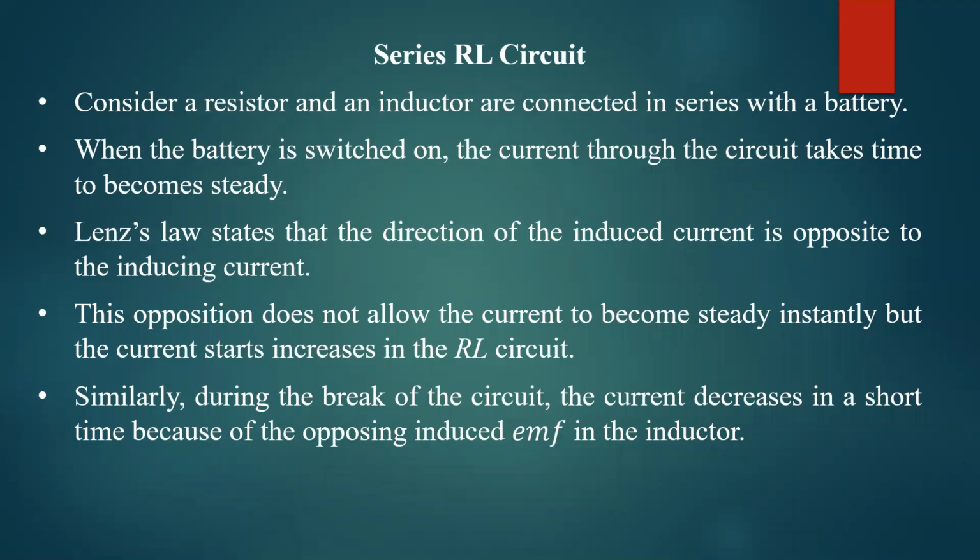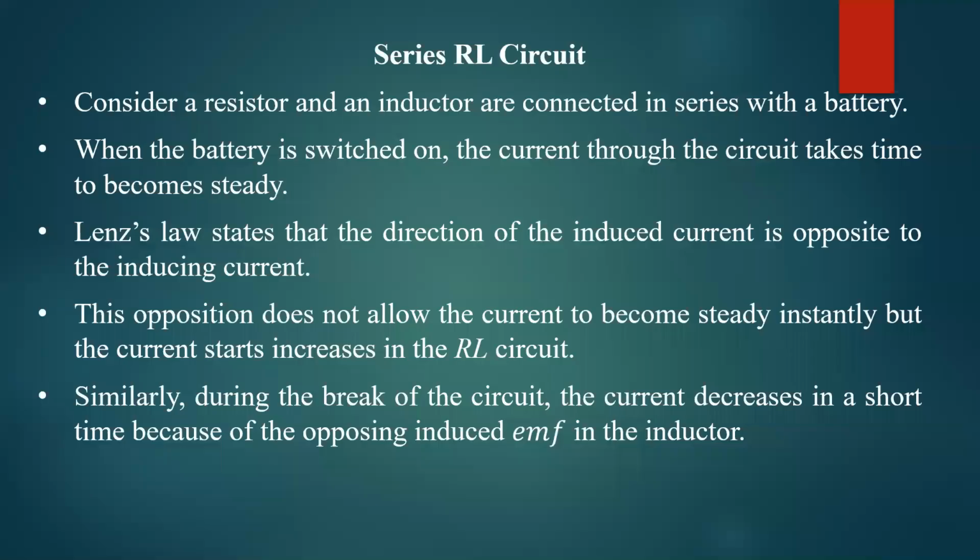The increase in current during the switching on of the battery is called growth of current. When you switch off the battery, the process is called decay of current. Current decreases slowly. Current will not become zero immediately. Instead, the current will decrease slowly. So that process is called decay of current.